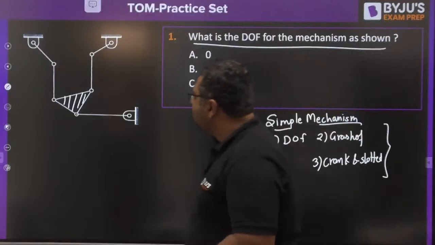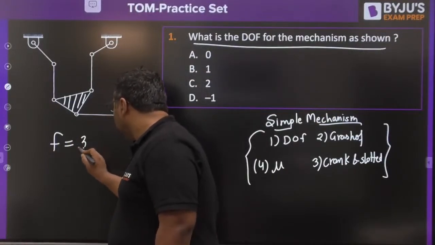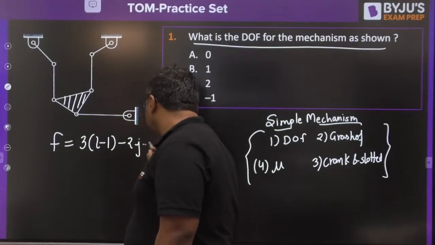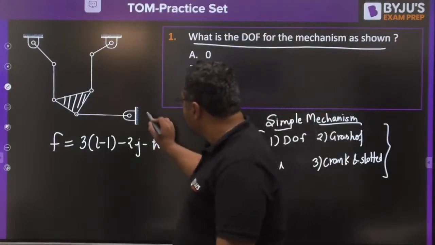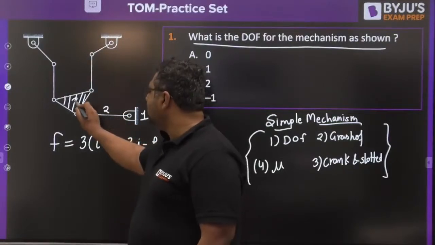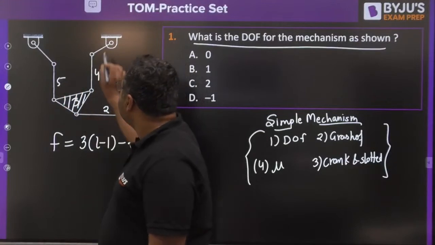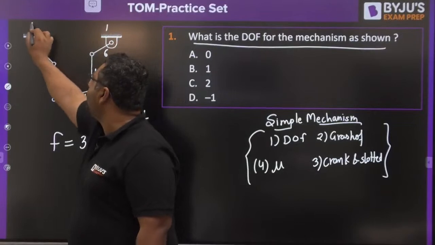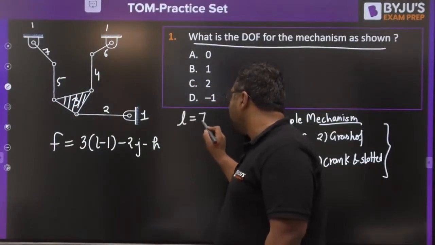So my dear, you know that for degree of freedom we have a formula, that is 3 into (L minus 1) minus 2J minus H. This is what the formula is. L is the number of links. This is link number 1, link number 2, link number 3, link number 4, link number 5, link number 6, link number 7. So my dear, obviously the number of links is coming out to be 7 here.